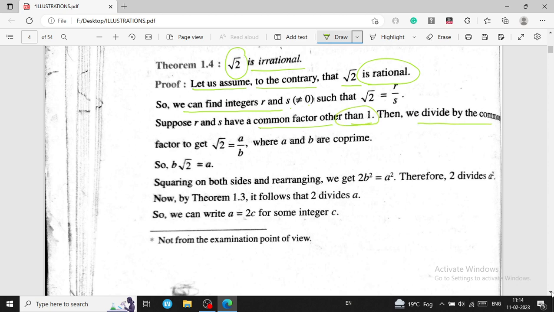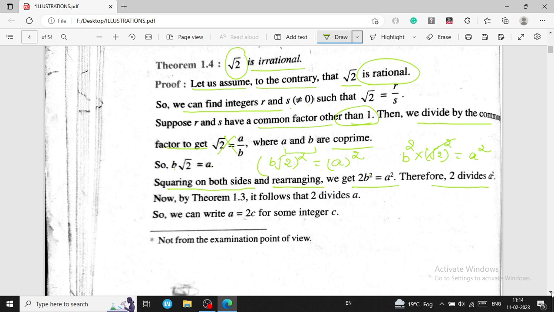And then we divide by the common factor to get root 2 is equal to A by B, where A and B are both co-prime numbers, found by cross multiply. B root 2 is equal to A. When we square both sides and rearrange, we find: B square root 2 square is equal to A square. Root cut with 2 and we get 2B square is equal to A square.